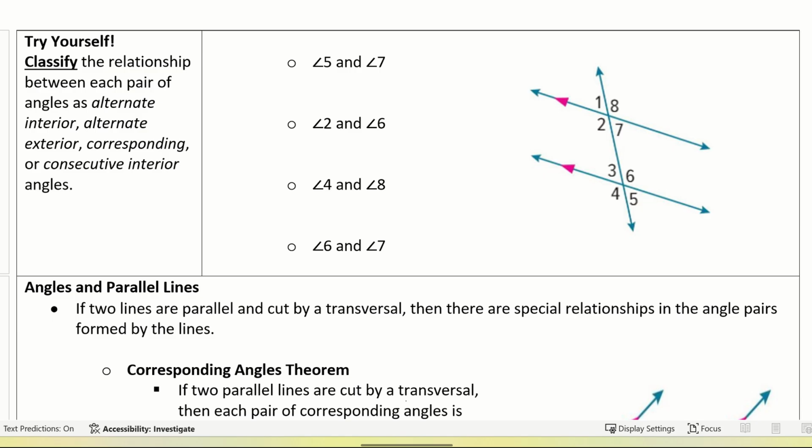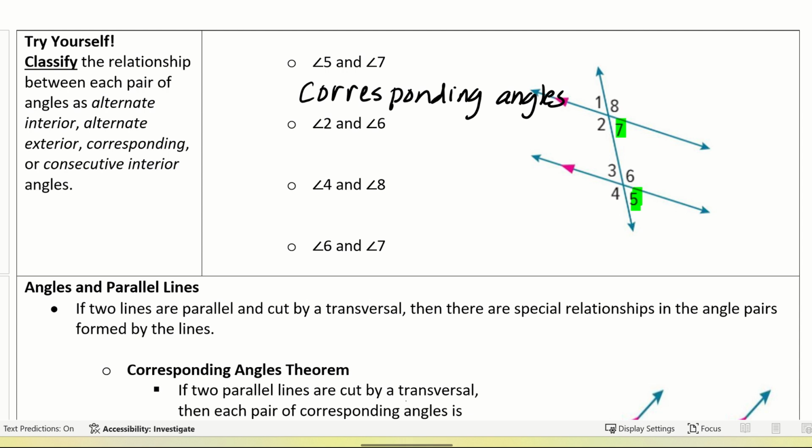All right, I am back to go over the answers of these. So we got 5 and 7. And again, this is only one set of parallel lines and one transversal, so we don't have to worry about naming the transversal. It is that line that appears vertically. So 5 and 7 are in the same spot. They're both on the bottom right. So those would be corresponding angles. Hopefully you got that correct.